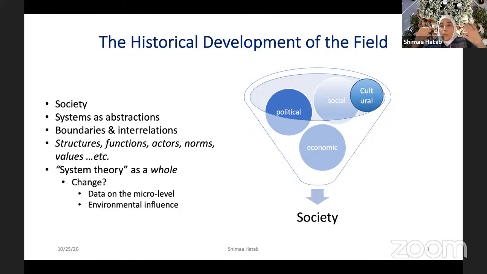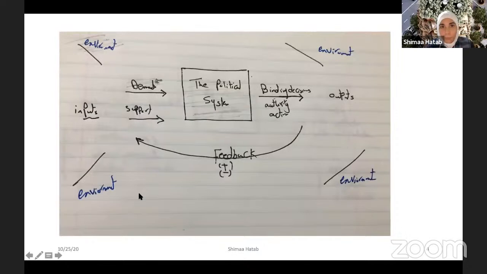Departing from this idea, systems analysis is centered on the idea that each system has some key variables. We need to understand the interaction between these variables. What are these variables? Some sort of structures, functions, actors, norms, values, inputs, outputs, response, and feedback. So let me show you the diagram first. What Easton mentioned, this is the political system, okay?